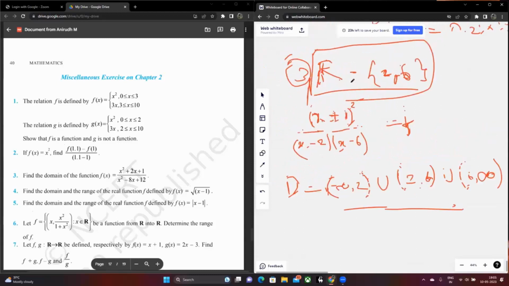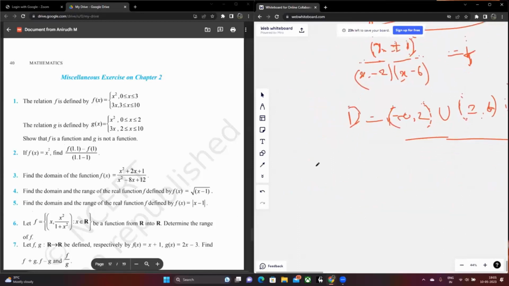Or it's basically capital R minus the set of 2 and 6. Both are the same representation. There's quite literally zero difference between these two. That's question number 3 taken care of. Now going to question number 4.